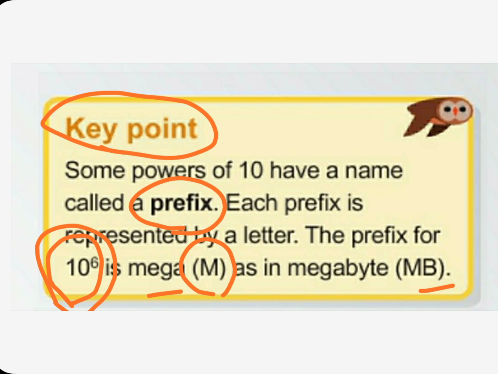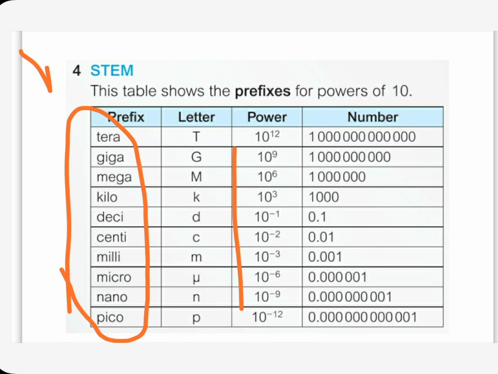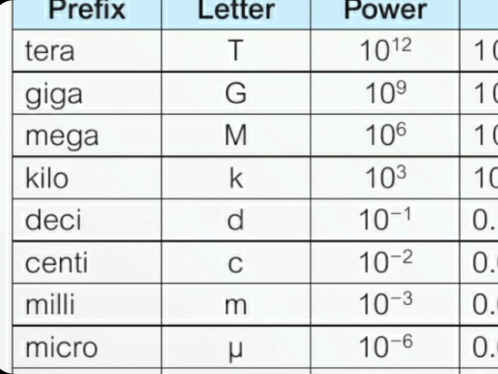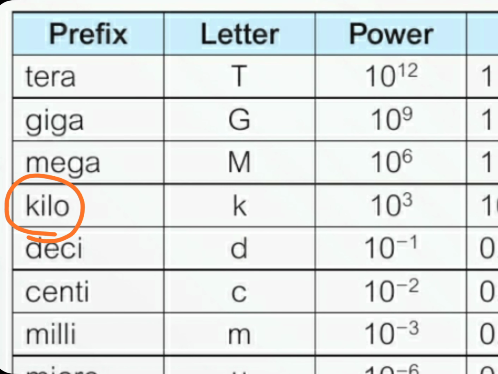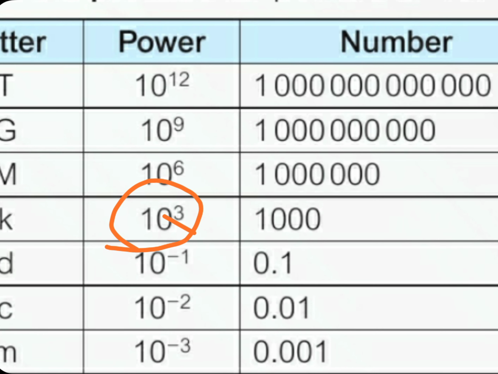Now, let me show you some examples in a table. This is the table for the powers of 10. These are the names, and here we have the powers. And you can see here the number of zeros written next to the one. Now, let's take a look at some of the examples. For example, the word kilo here means 10 power of 3, and 10 power of 3 means 3 zeros next to the 1.